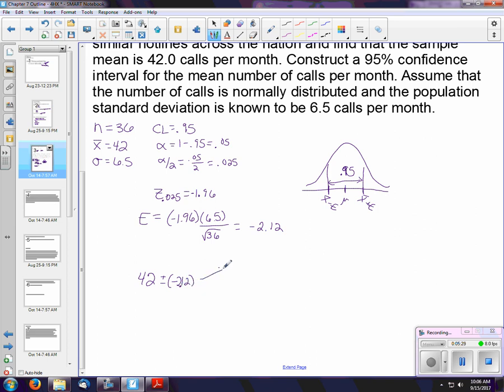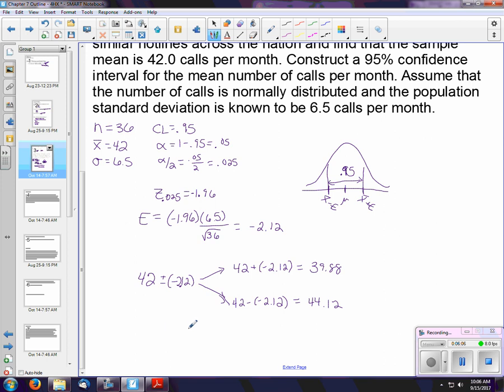So this is equal to two things. You're going to take 42 plus a negative 2.12 and 42 minus a negative 2.12. When you add a negative number, it's the same thing as subtracting, which gives us 39.88. And when you subtract a negative number, that's the same thing as adding, which gives us a positive 44.12.